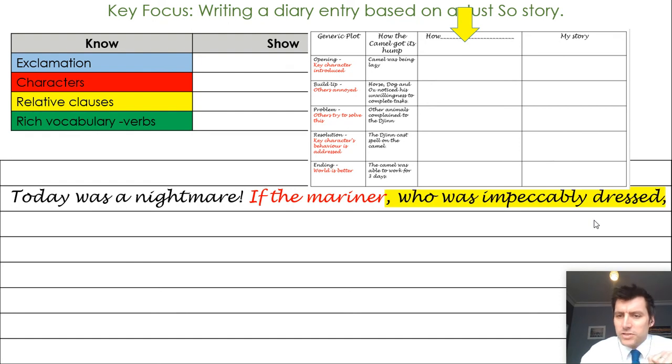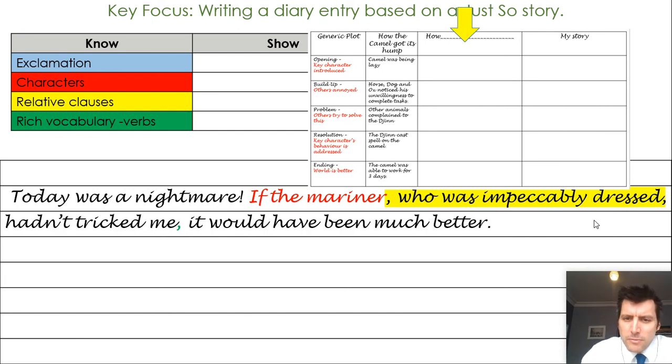If the mariner, who was impeccably dressed, hadn't tricked me, it would have been much better. Think about who I'm writing about here. So I've got that relative clause. I'm being quite complimentary about his clothing because maybe at the moment I don't realise those suspenders are going to be the downfall of me. So who do you think I'm writing for? I've said about the character of the mariner, and I've said that he's impeccably dressed. Yeah, I'm the whale, aren't I? Who was impeccably dressed, hadn't tricked me, it would have been much better.